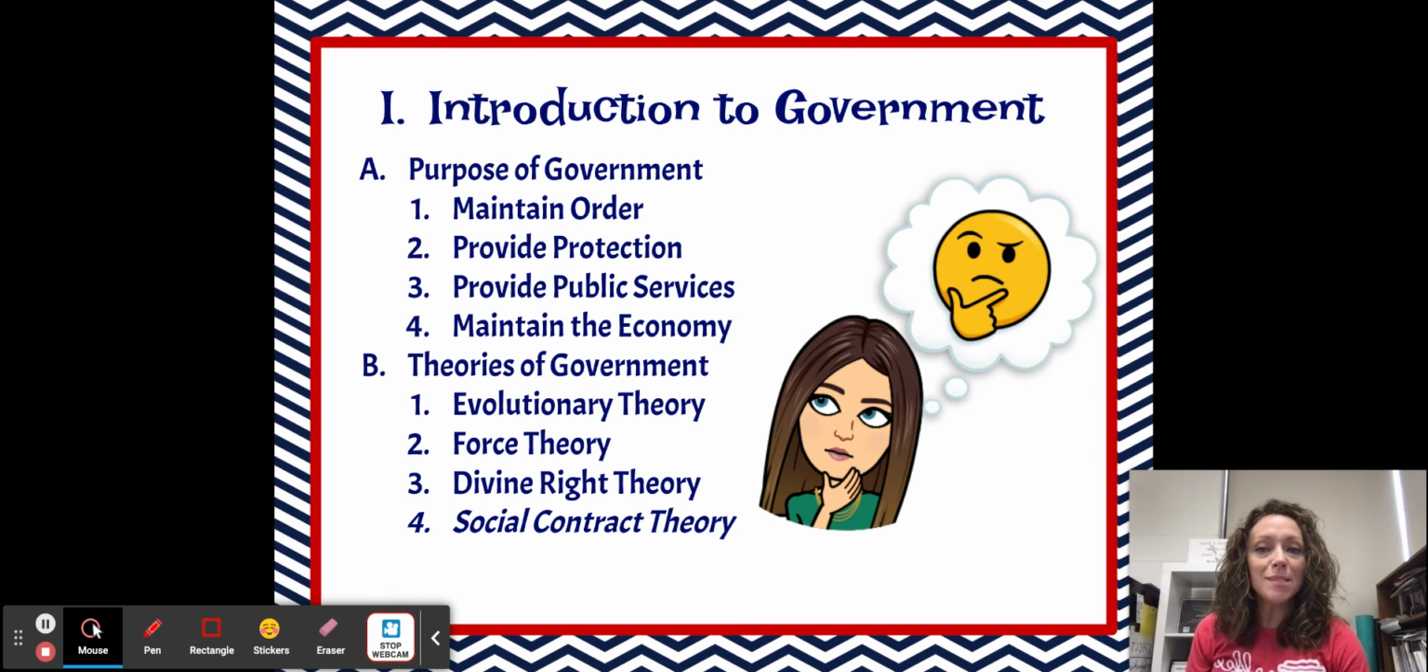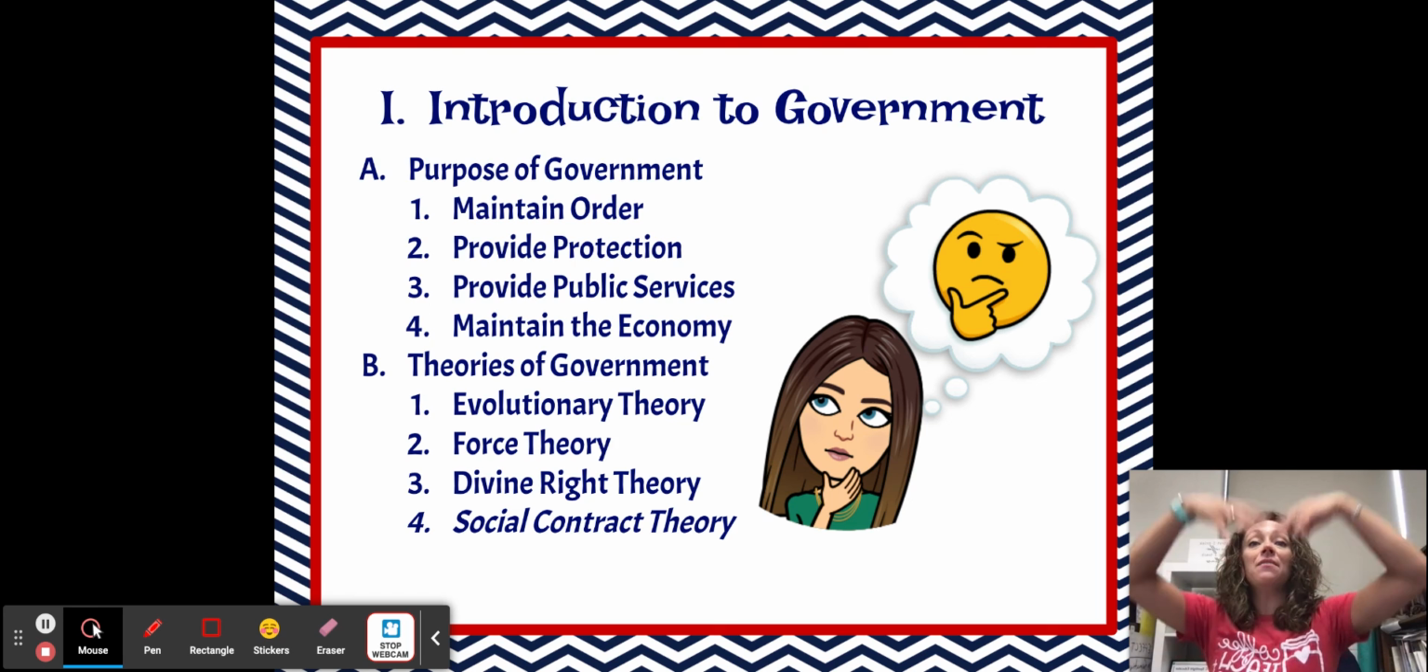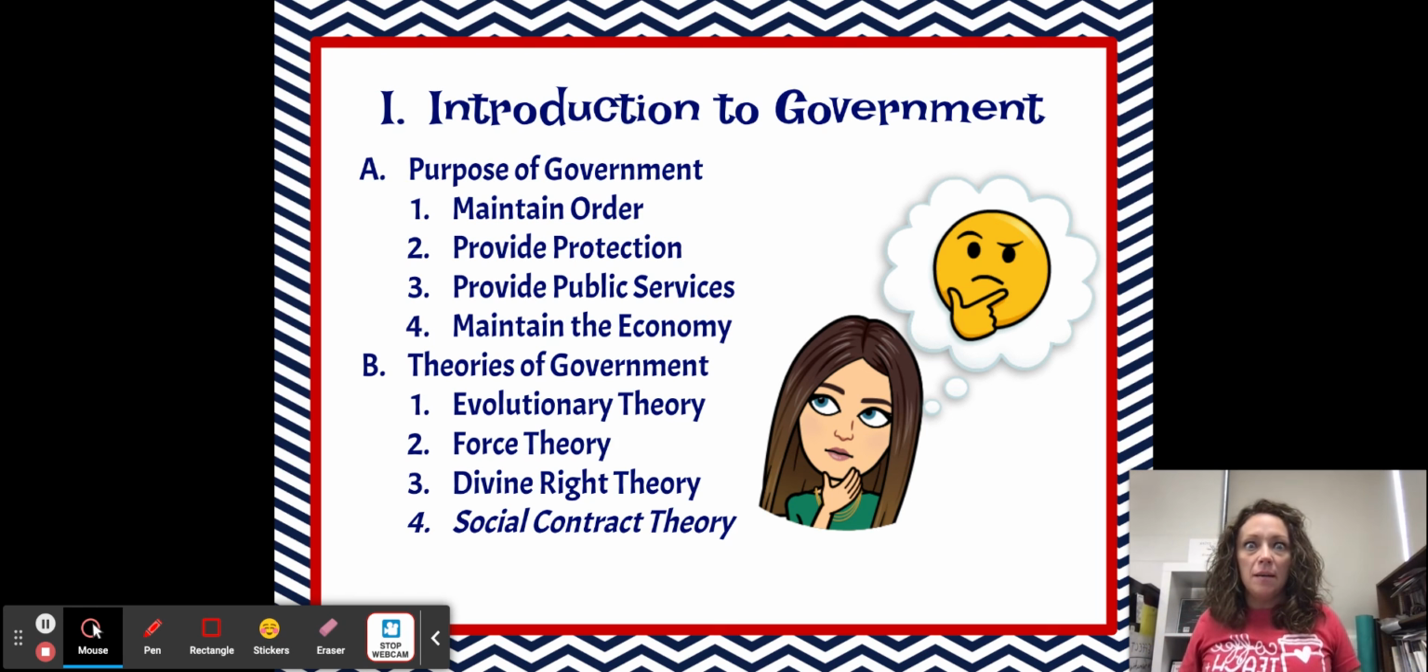And the last one is the social contract theory. This one tells us that government emerged because people realized that they needed to be protected, that their rights needed to be protected. Okay, so the idea here is that I give up some of my unlimited freedoms as a person in order to gain protection from everybody else.